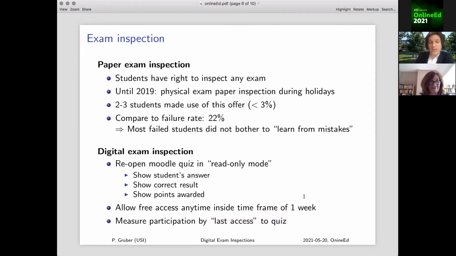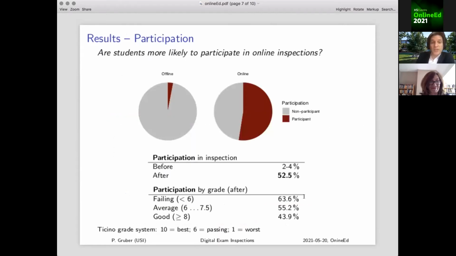And the first thing that we notice is the following. So in the offline world, about 2 to 3% took up this opportunity and participated in the exam inspection. And in the online world, it was a staggering 52% of the students who looked at this. So if you just make it a little bit more simple so that students don't have to travel, that they can look at this from home, they take up this opportunity, and that's a more than tenfold increase in participation.